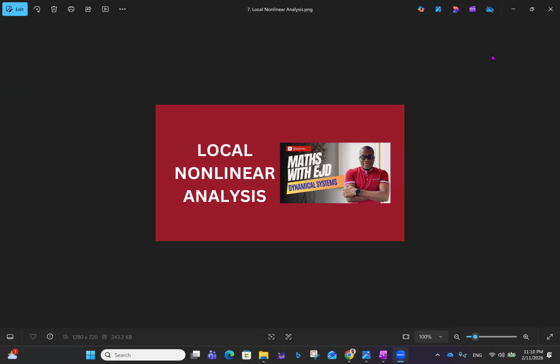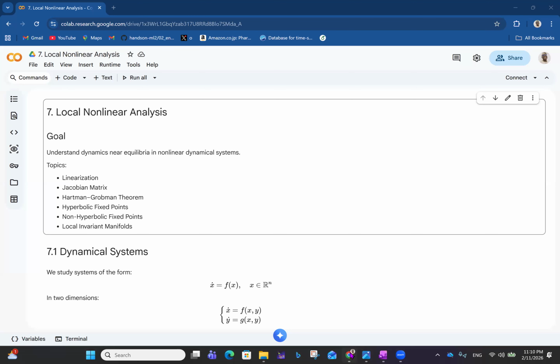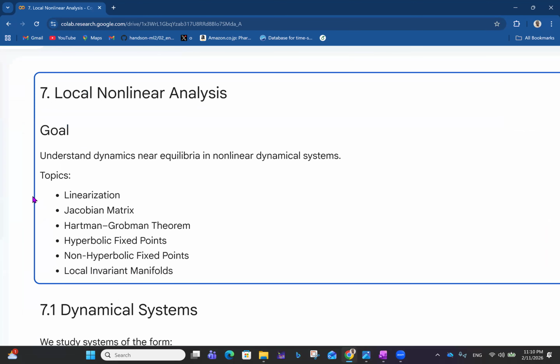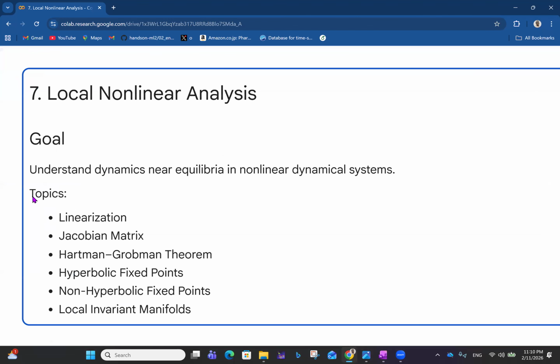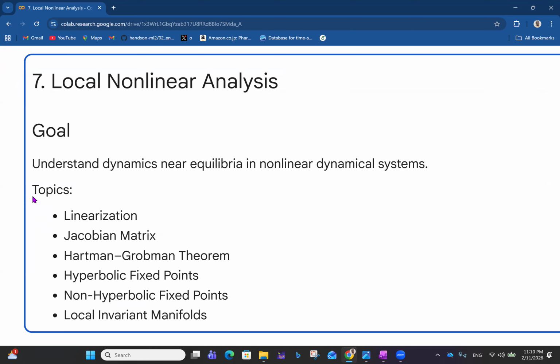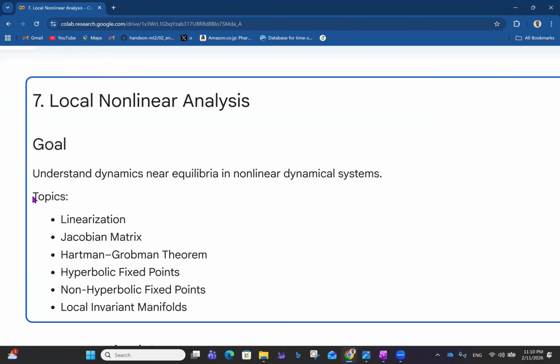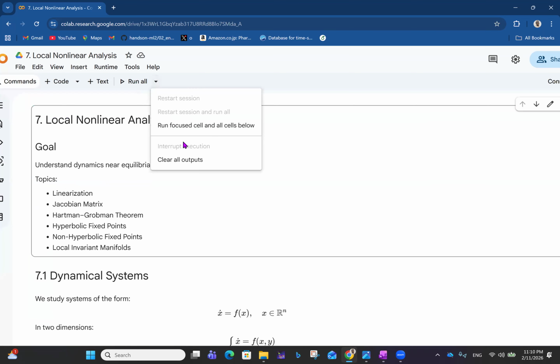In the last two videos, we considered linear systems. So from this video onwards, in this video and the next one, we'll be looking at non-linear systems. So let's see what non-linear systems are about. Our goal here is to understand dynamics near equilibria in non-linear dynamical systems. We'll look at topics like linearization, Jacobian matrix, Hartman-Grobman theorem, hyperbolic fixed points, non-hyperbolic fixed points, and local invariant manifolds. Let's get ready for this.